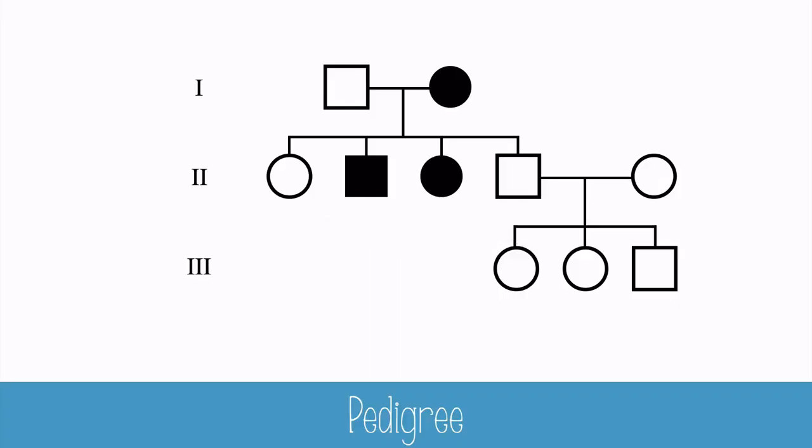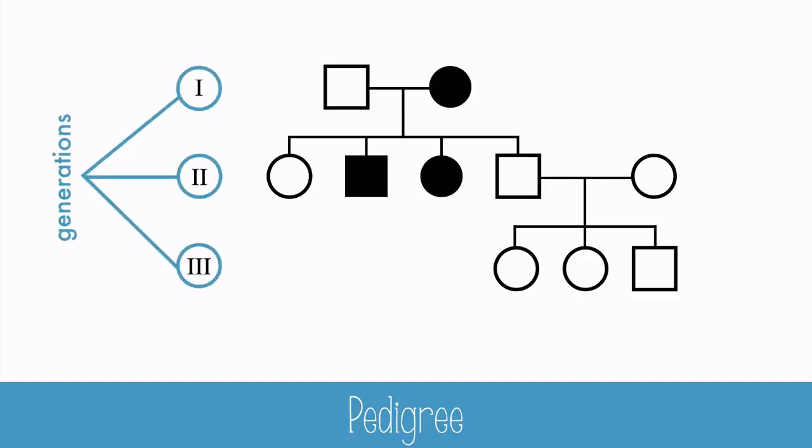You've seen family trees before, but you may not have known that a pedigree is just another name for a family tree. Let's break down all the parts of this particular pedigree. Off to the side, there are Roman numerals, and these stand for the generations 1, 2, and 3, which are basically the grandparents, parents, and grandchildren.